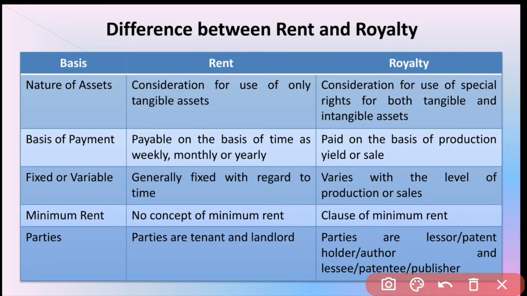Next comes fixed or variable. Rent is generally fixed, right? Whereas royalty varies with the level of production or the sales. Then about the minimum rent, we've seen that in royalty we keep a clause of minimum rent. However, there is no such concept of minimum rent in the rent. Parties involved in rent are the tenant and the landlord, whereas parties involved in the royalty will be lessor, patentee, author, and lessee, patentee, and the publisher.